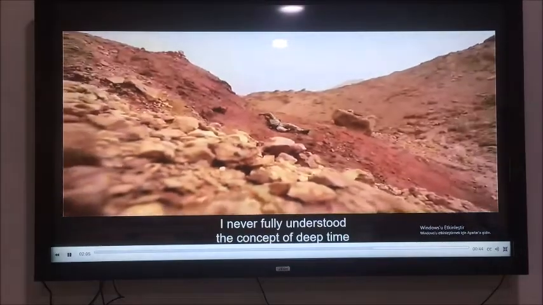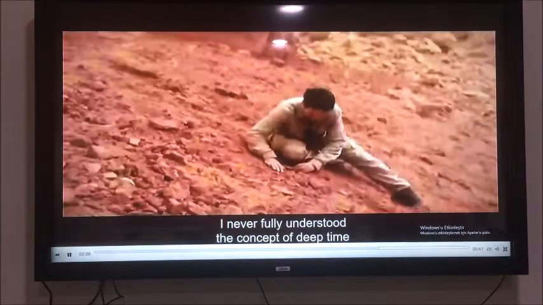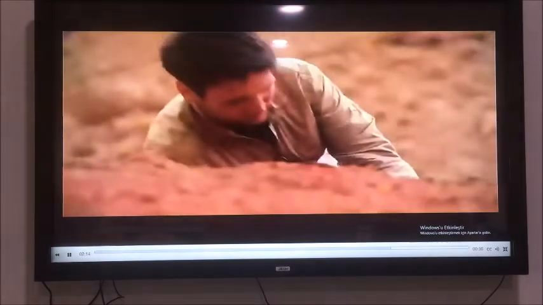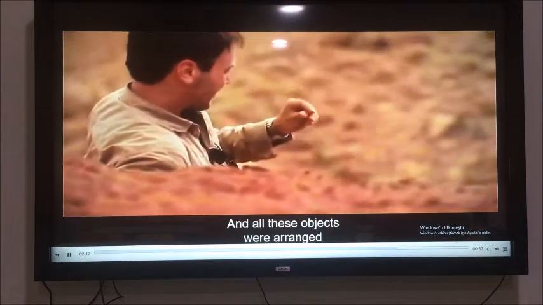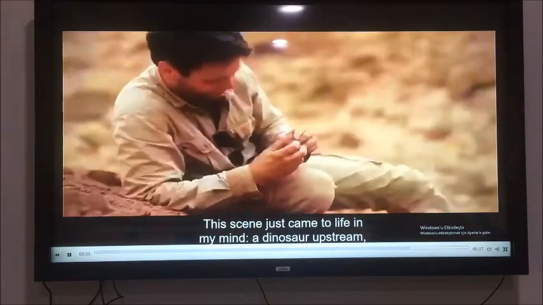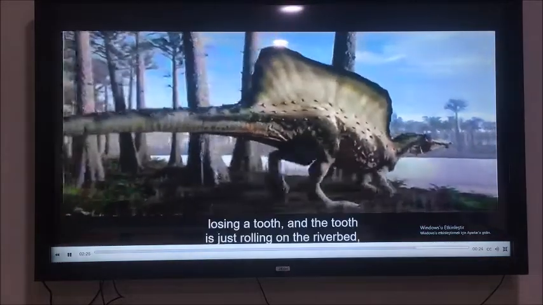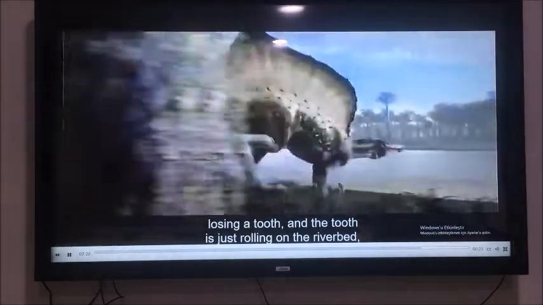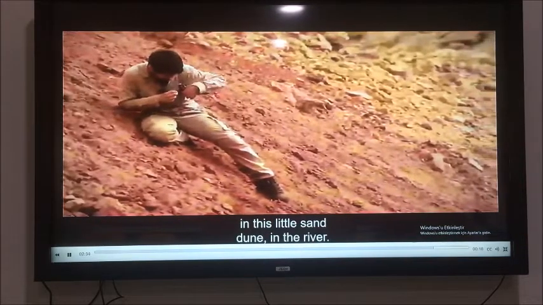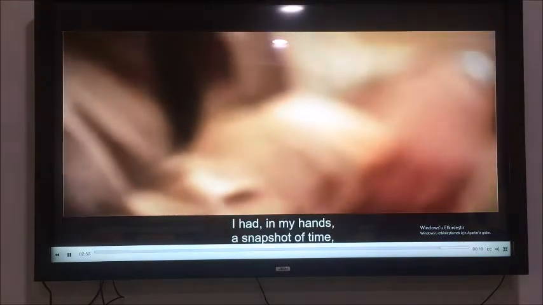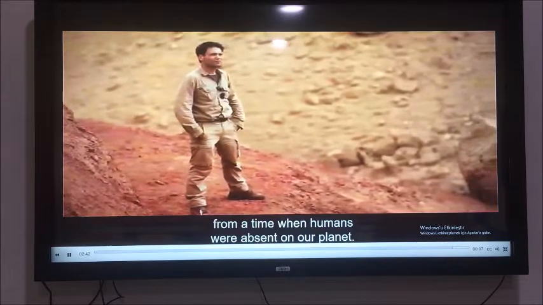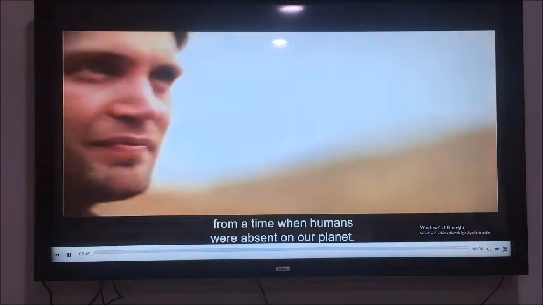I never fully understood the concept of deep time until I found an ancient piece of riverbed in the Sahara. The little pebbles and the dinosaur tooth. And all these objects were arranged in the same direction of flow. This scene just came to life in my mind. A dinosaur upstream, losing a tooth. And the tooth is just rolling on the riverbed, it's carried downstream, and it suddenly gets stuck in this little sand dune in the river. I had in my hands a snapshot of time. From a time when humans were absent on our planet.